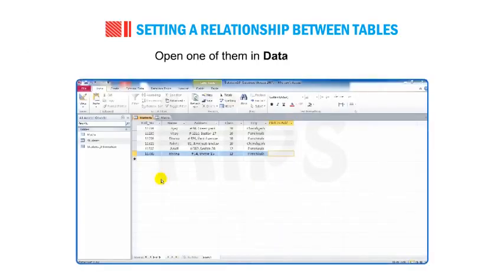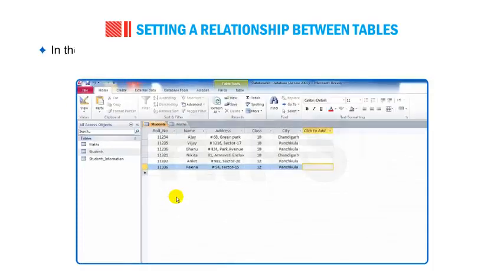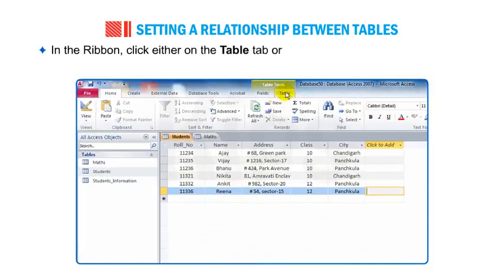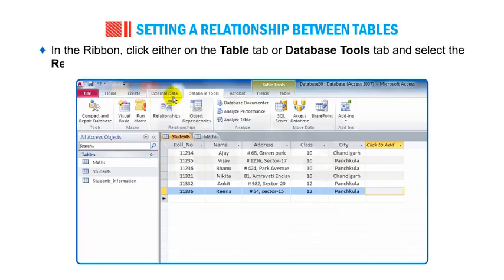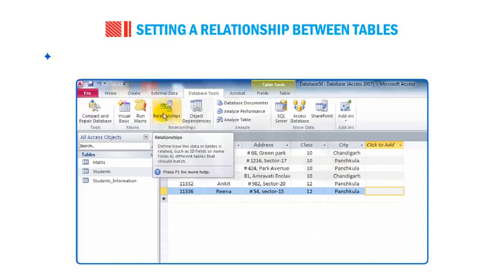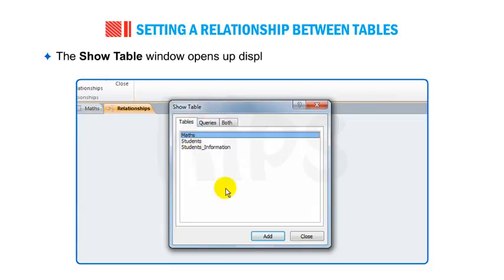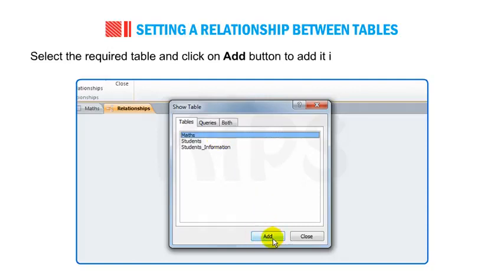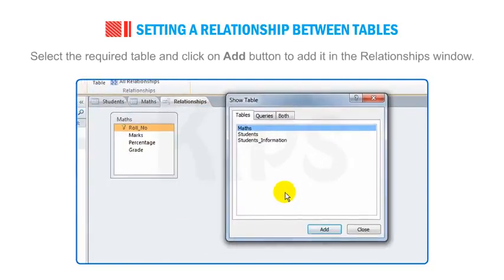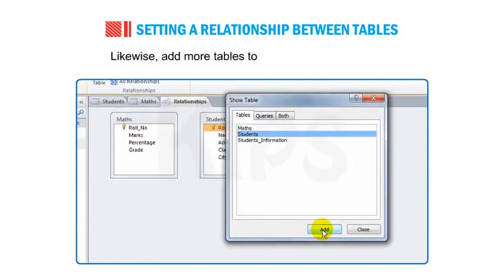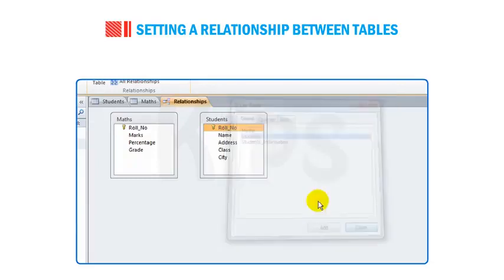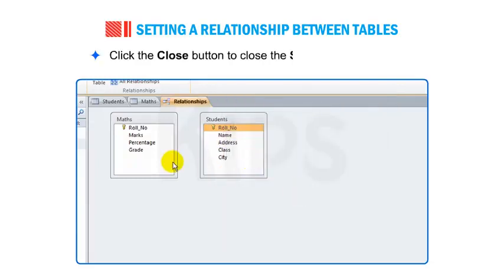Open one of them in Datasheet view. In the ribbon, click either on the Table tab or Database Tools tab and select the Relationships button in the Relationships group. The Show Table window opens up, displaying the list of tables in the database. Select the required table and click on Add button to add it in the Relationships window. Likewise, add more tables to the Relationships window. Click the Close button to close the Show Table dialog box.